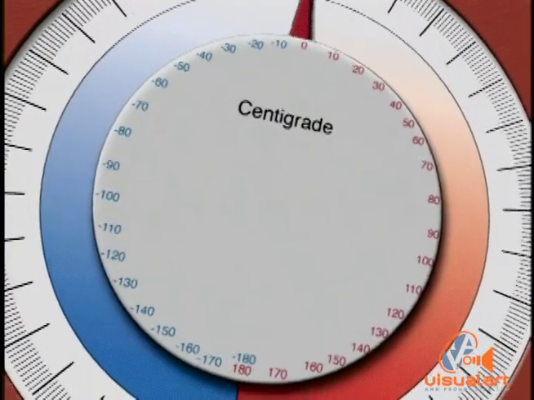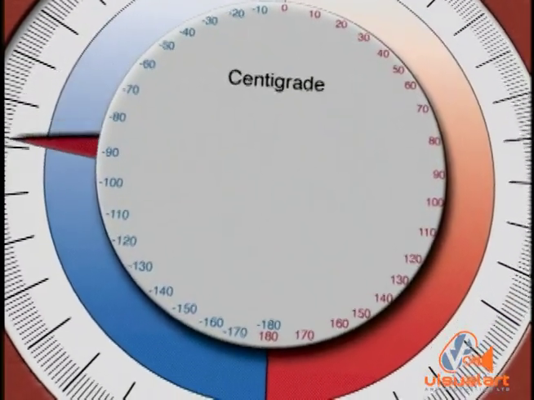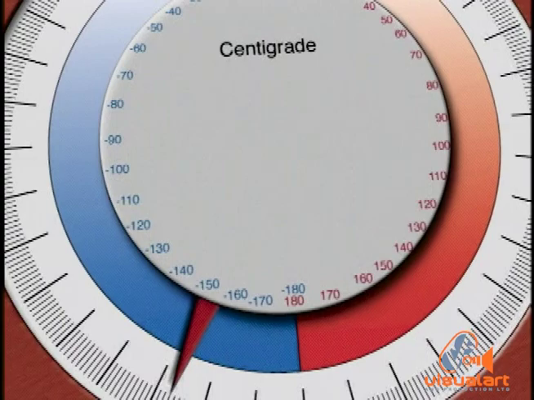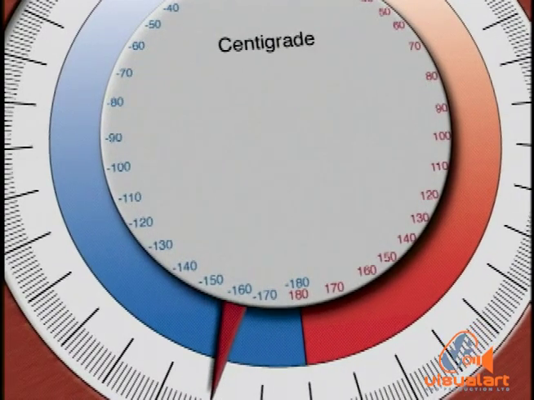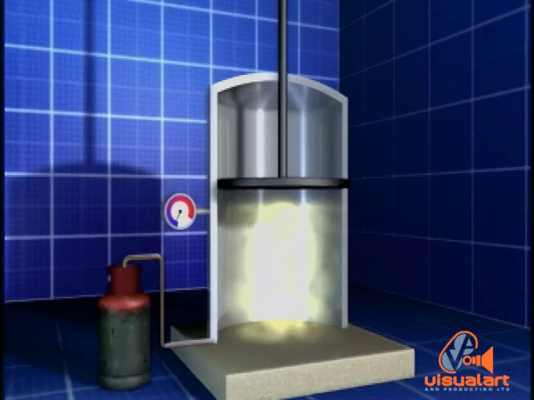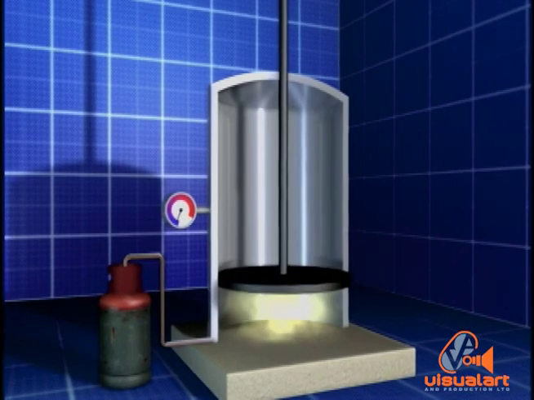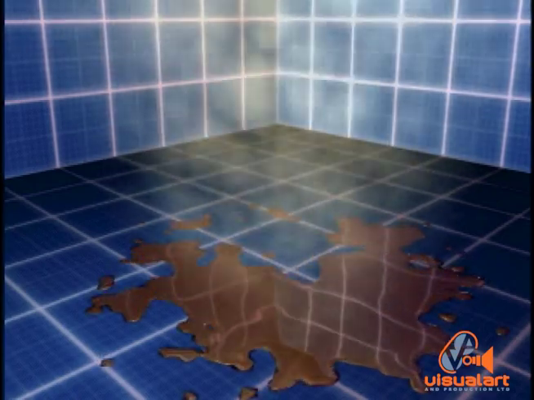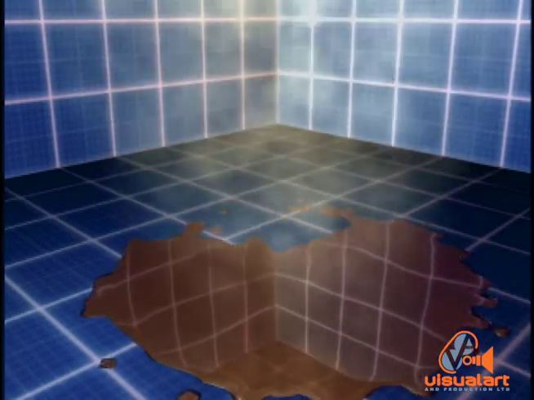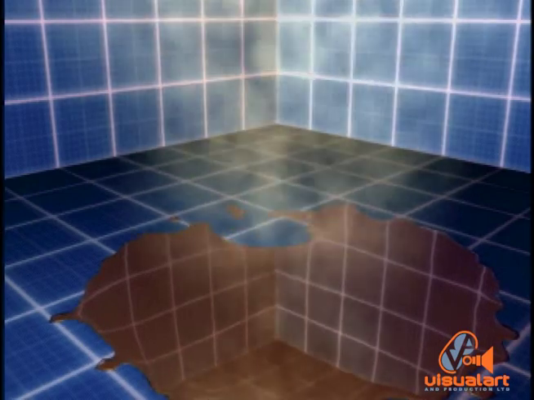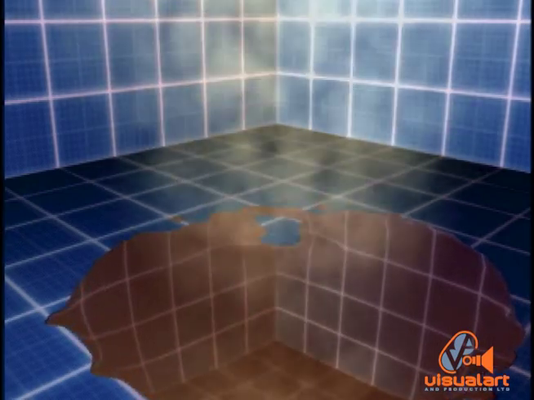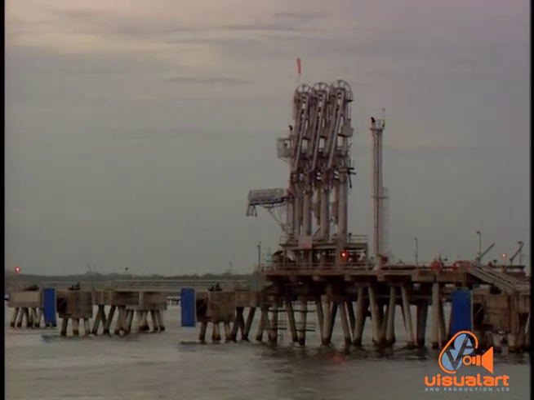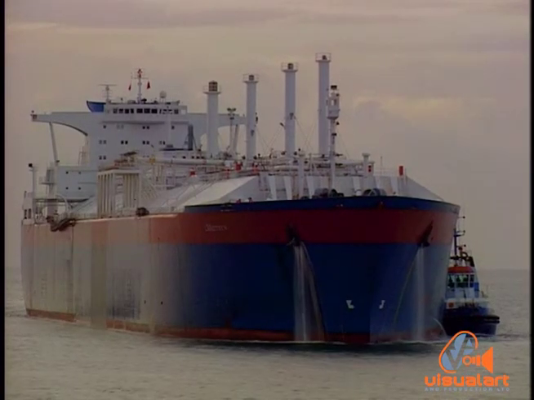To transport gas to these distant markets, it is first cooled to the very low temperature of minus 160 degrees centigrade. Remember, water freezes at 0 degrees. At this ultra-low temperature, the gas changes into a liquid. This means that 600 cubic feet of gas can be cooled and compressed into a single cubic foot of space, allowing it to be transported by ocean aboard specially built tankers.